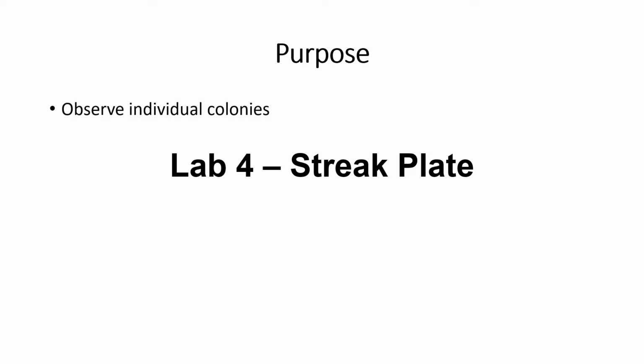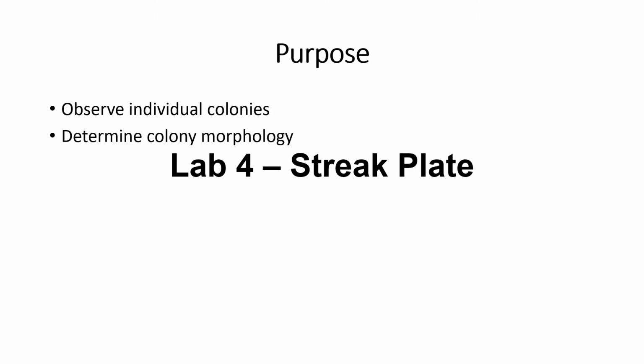The video for Lab 4, Streak Plate. The purpose of this lab is to first observe individual colonies. And a colony is a mass of microbes that is observable to the naked eye. And it is a mass of microbes that has been derived from a single cell that has been allowed to undergo cell division. And again, it is observable to the naked eye.